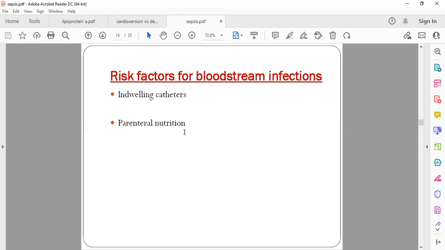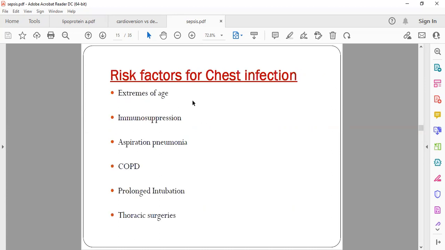What are the risk factors for bloodstream infection? Any patient with indwelling catheters like a central line, or patients who are on parenteral nutrition, are more prone to bloodstream infection. For chest infection: extremes of age, immunosuppression, patients who may aspirate, so aspiration pneumonia, so we have to be careful to prevent that aspiration. Patients with COPD, patients on prolonged intubation, where the endotracheal tube itself can be a source of infection and where infection can accumulate, or patients who have undergone thoracic surgeries.